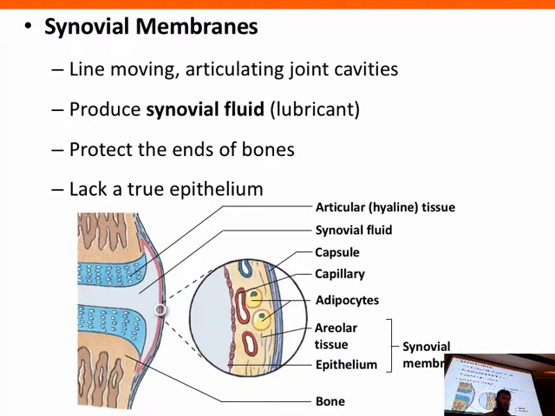Synovial membranes line these moving, articulating joints filled with synovial fluid. One thing about the epithelium in synovial joints is it's often incomplete. It's not a complete layer of epithelium inside these joints. But they produce synovial fluid, which can get absorbed and nourishes the chondrocytes in the hyaline cartilage of the articulating surfaces. Because it's an incomplete epithelium, they say it's not a true epithelium. But there are epithelial cells there for sure.